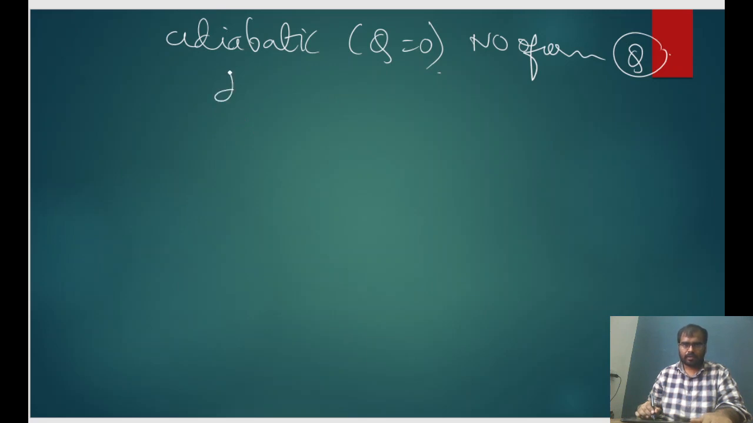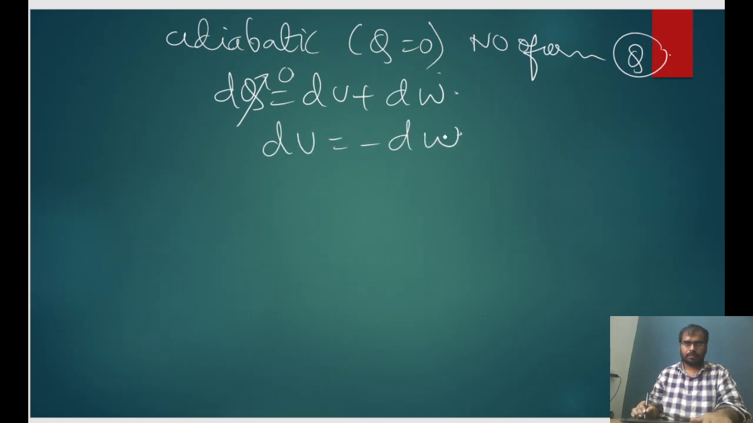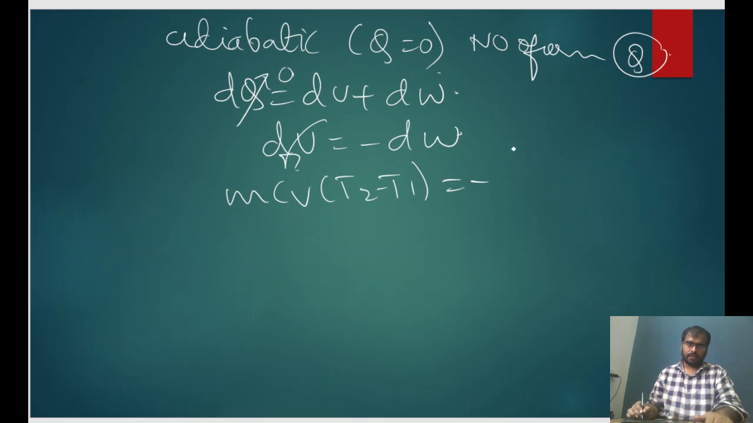But we can write like this also, dq is equal to du plus dw. If the dq is 0, means du is equal to minus dw. Sometimes in question they have given temperature. The formula for this is mCv(T2 minus T1), and here minus of (P1V1 minus P2V2) by gamma minus 1.